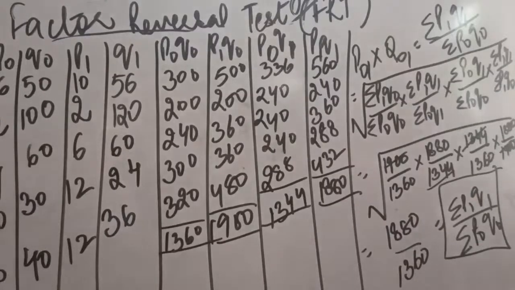Finally we got sigma P1 Q1 divided by sigma P0 Q0, and this is also known as the value index. Whenever in the question you are told to calculate the value index, you have to apply this formula: P1 Q1 divided by P0 Q0 into 100. By this we calculate the value index also. So this is how we have seen that Fisher's formula satisfies both the time reversal test as well as the factor reversal test.